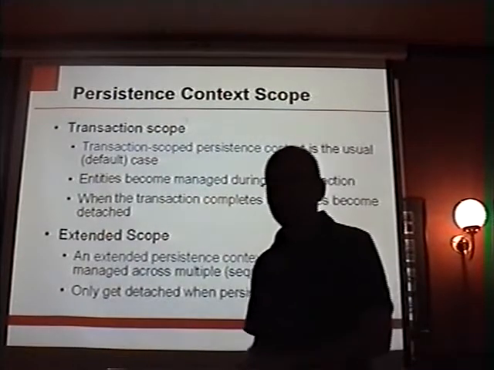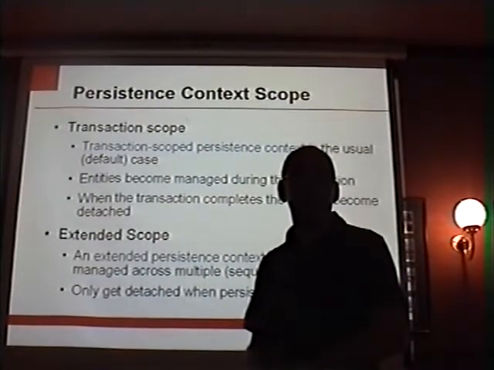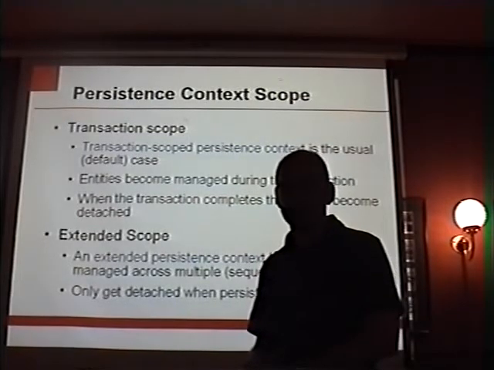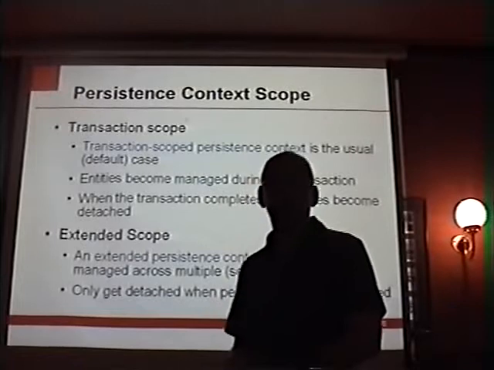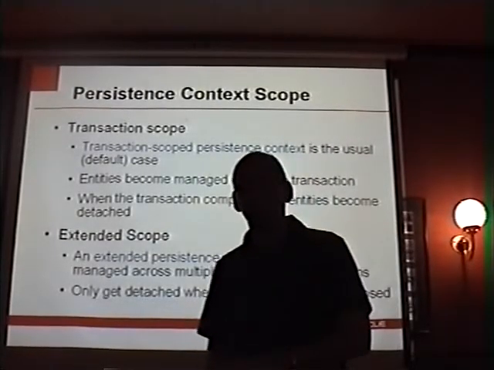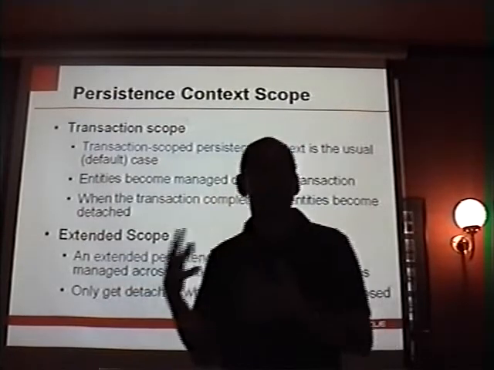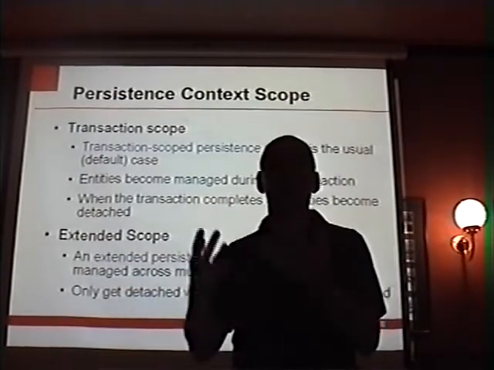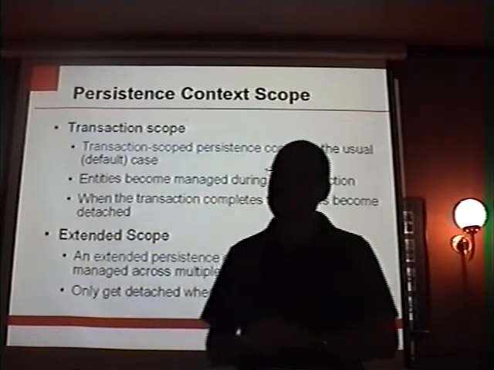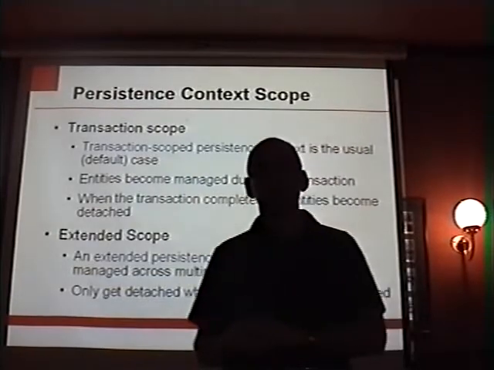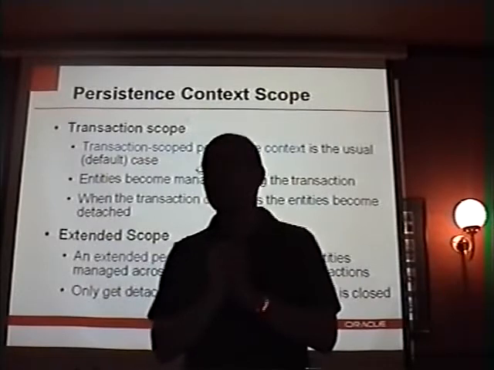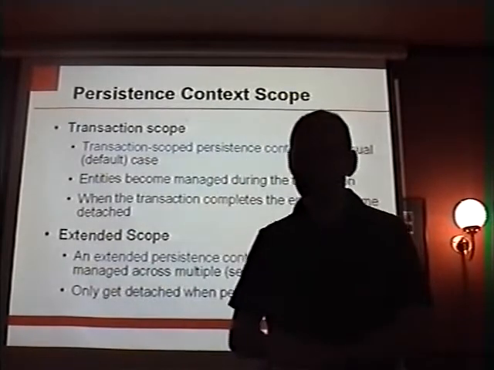The transaction scoped one, as I say, is basically the default one in the container that just says that my persistence context is going to last for the duration of this transaction. This is a JTA transaction we're talking about here. So it's in a container transaction, and all the entities that get read in during that transaction will get put in the persistence context. So they'll become managed. And as soon as the transaction commits or rolls back, the persistence context gets closed, transaction's over, everything's detached.